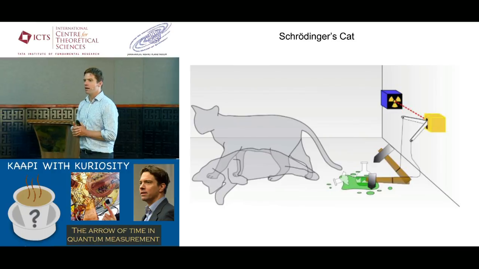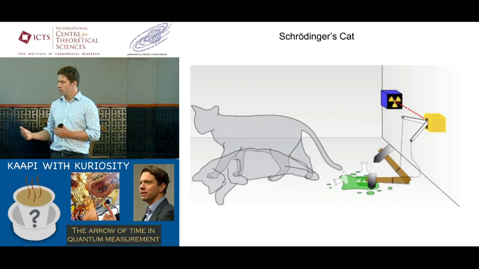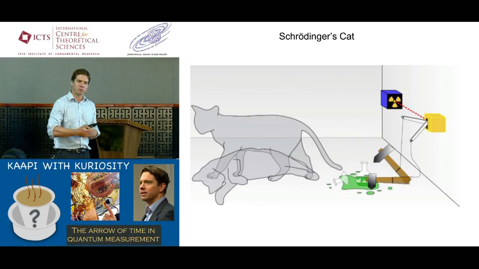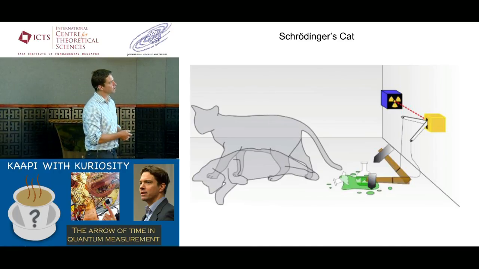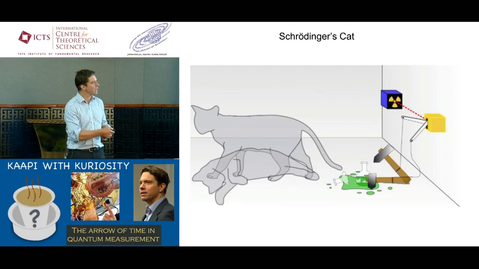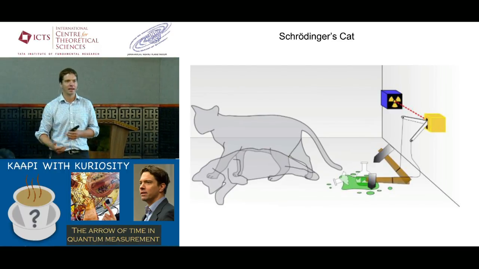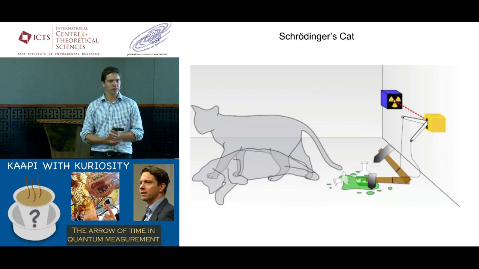Now we set up the experiment such that there's a 50% chance that the atom has decayed. Okay? So that means that there's a 50% chance that the hammer is dropped, and there's a 50% chance that the poison vial is smashed, and therefore there's a 50% chance that the cat is dead. But in quantum mechanics, it's not just a 50% chance. The atom is in a superposition of decayed and not decayed. Therefore, the hammer is in a superposition of dropped and not dropped, and therefore the poison is in a superposition of smashed and not smashed, and the cat is in a superposition of alive and dead at the same time. Sounds kind of strange.